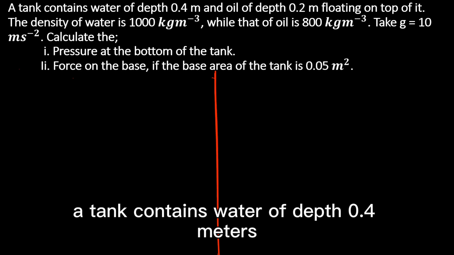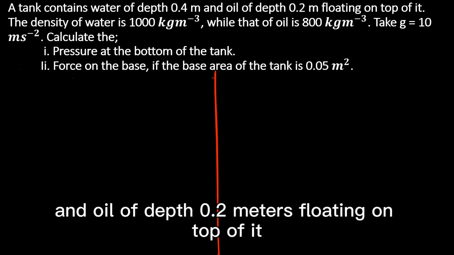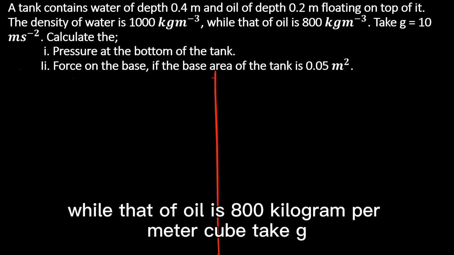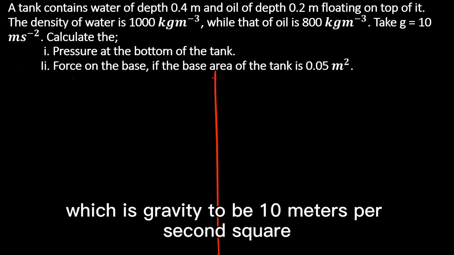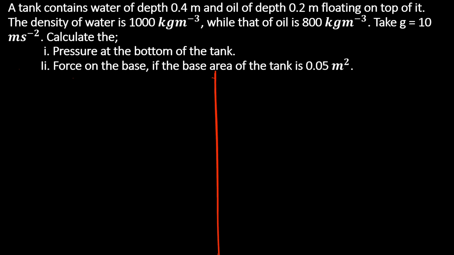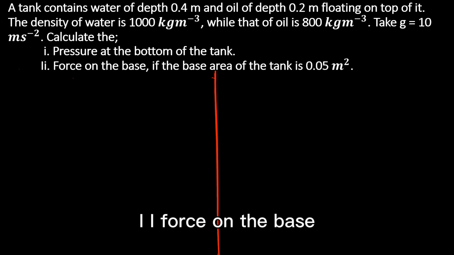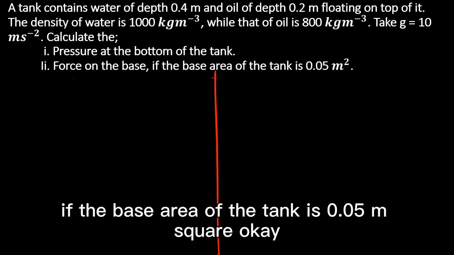A tank contains water of depth 0.4 meters and oil of depth 0.2 meters floating on top of it. The density of water is 1000 kg per meter cube, while that of oil is 800 kg per meter cube. Take G, which is gravity, to be 10 meters per second squared. Calculate (I) the pressure at the bottom of the tank, (II) the force on the base, if the base area of the tank is 0.05 meters squared.